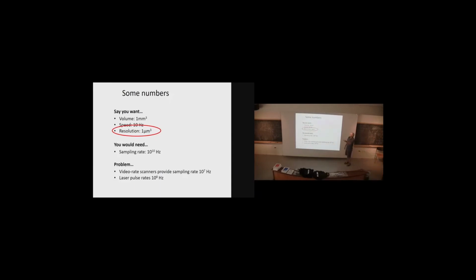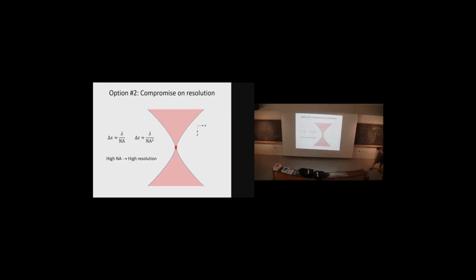Let's say you do want your volume of 1 millimeter cube. Let's say you do need this speed to track the dynamics. Let's sacrifice resolution, because sometimes you don't need that 1 micron resolution. You just want to look at individual cells. Individual cells are 10 microns in size. You don't need 1 micron resolution to resolve individual cells. So what if we took a hit on resolution? And then we need less sampling, and we don't have to sample as fast. So how can you undermine the resolution of your microscope?